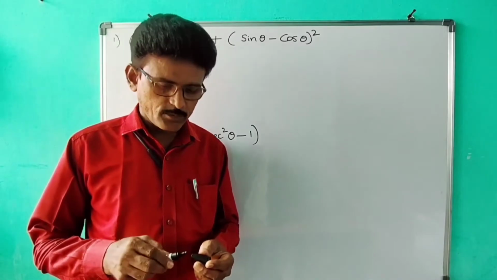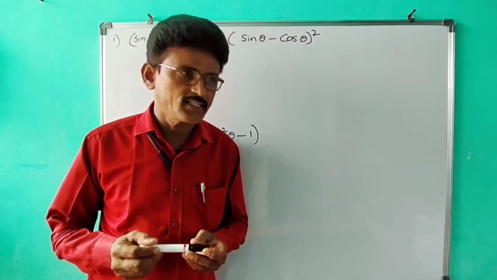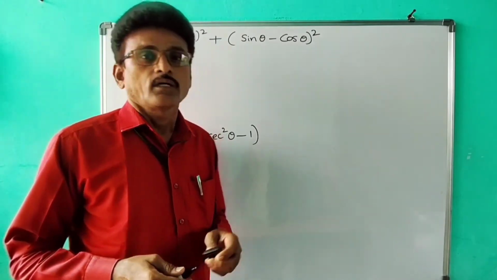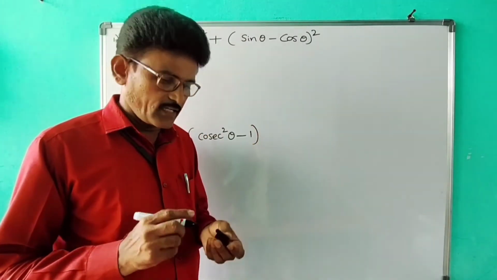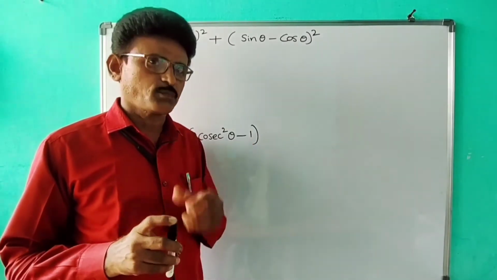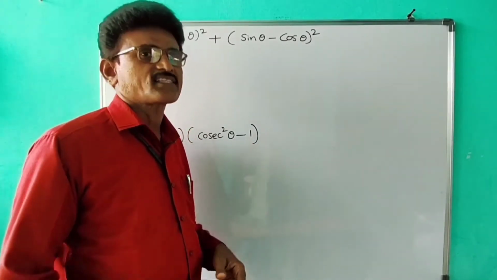Today I am going to explain problems based on trigonometric identities and also complement of trigonometric ratios. I already released part 1. The problems are "Do this" and "Try these" problems. Now I am solving some exercise problems.